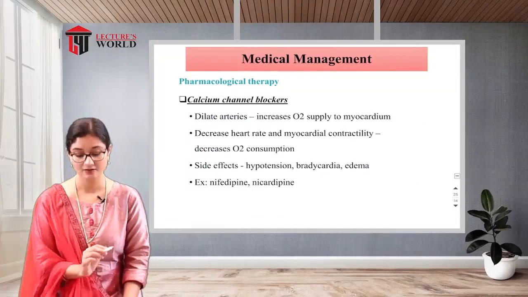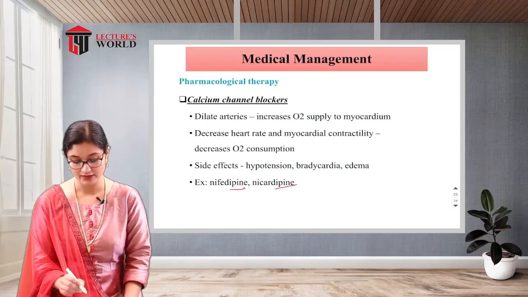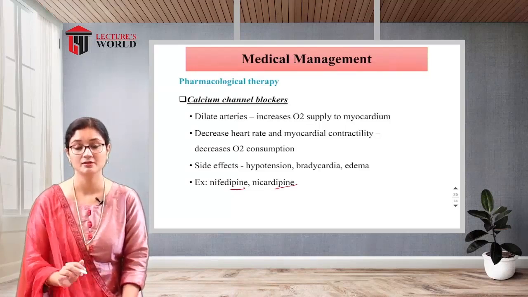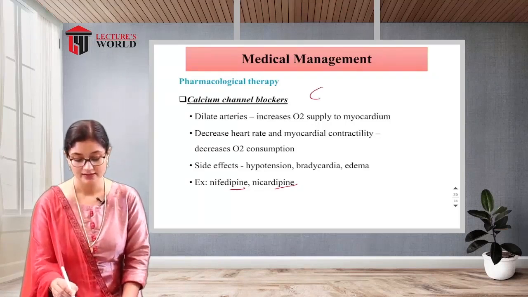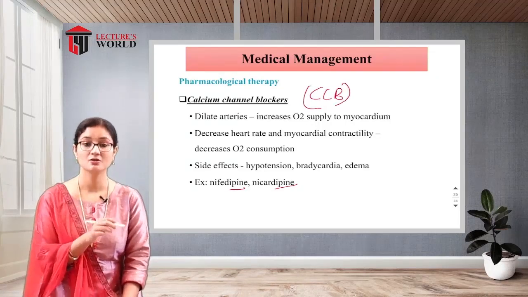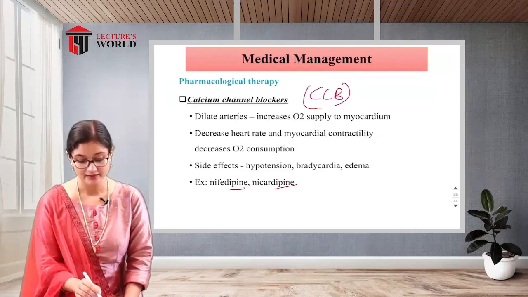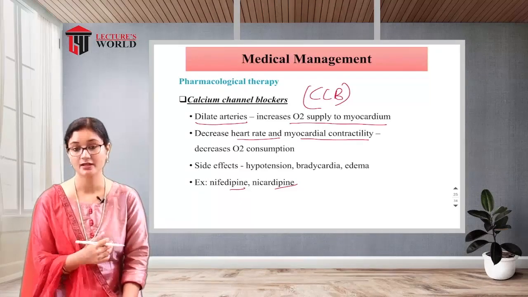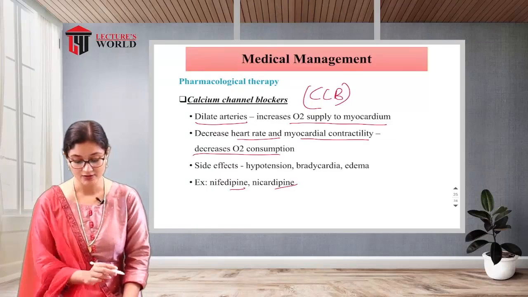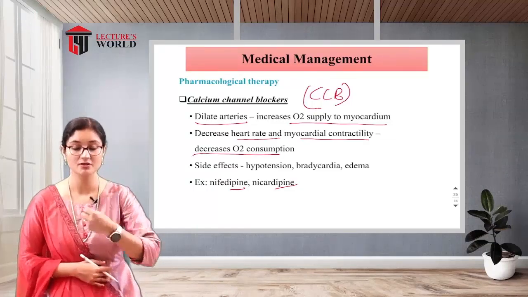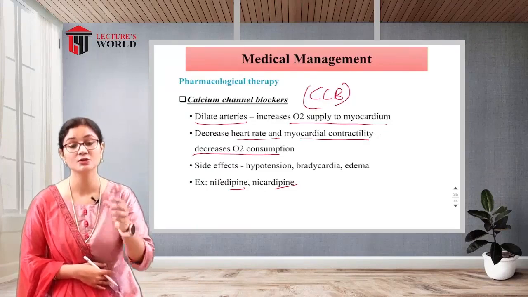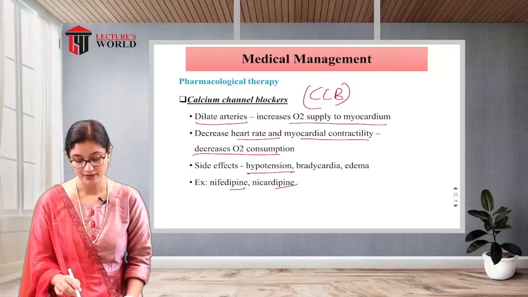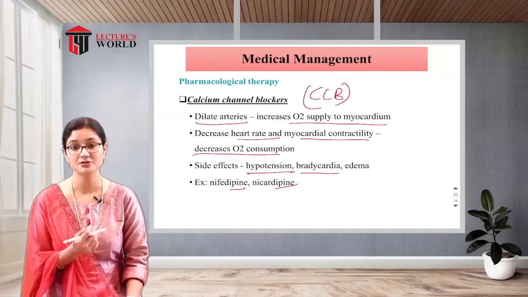Next is calcium channel blockers. Now you can see calcium channel blockers always end with dipine. Nifedipine, nicardipine, amlodipine are common. Calcium channel blockers are also called CCB. Beta blockers are called BB. It dilates the artery, increases oxygen supply to the myocardium, decreases heart rate and myocardial contractility, and decreases oxygen consumption. So the very important thing is that it is dilating the arteries, so it will be very helpful for restoring the blood supply to the myocardium. Side effects again: hypotension, bradycardia and edema, very rarely, but hypotension you have to be very careful of.